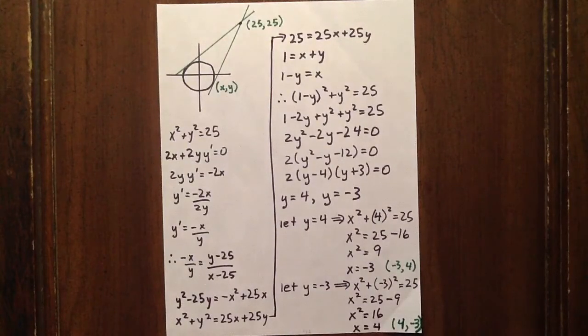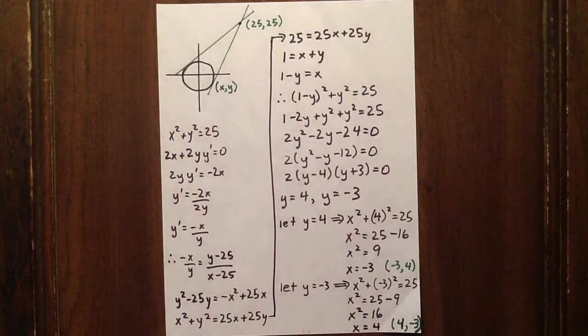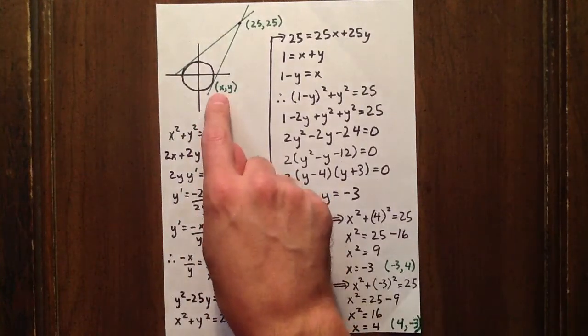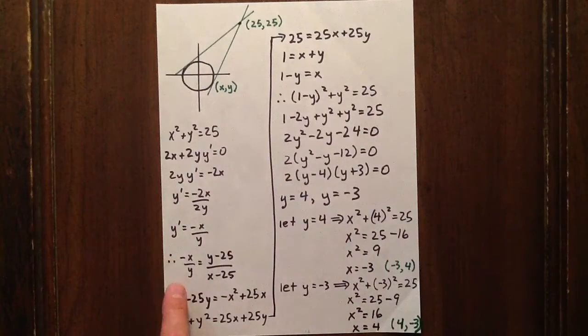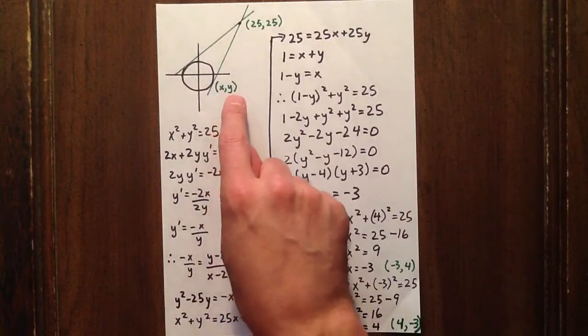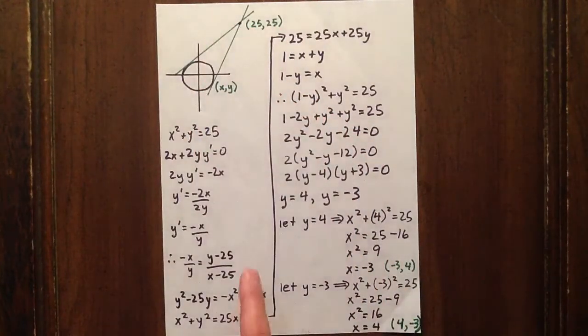Now, let (x, y) be a point on the curve that we're looking for. We know that the slope of the curve at that point is negative x over y. We just figured that out using implicit differentiation. But we also know using grade 9 math that the slope of the tangent line at that point is y2 minus y1 over x2 minus x1. So the slope of the curve is y minus 25 over x minus 25.